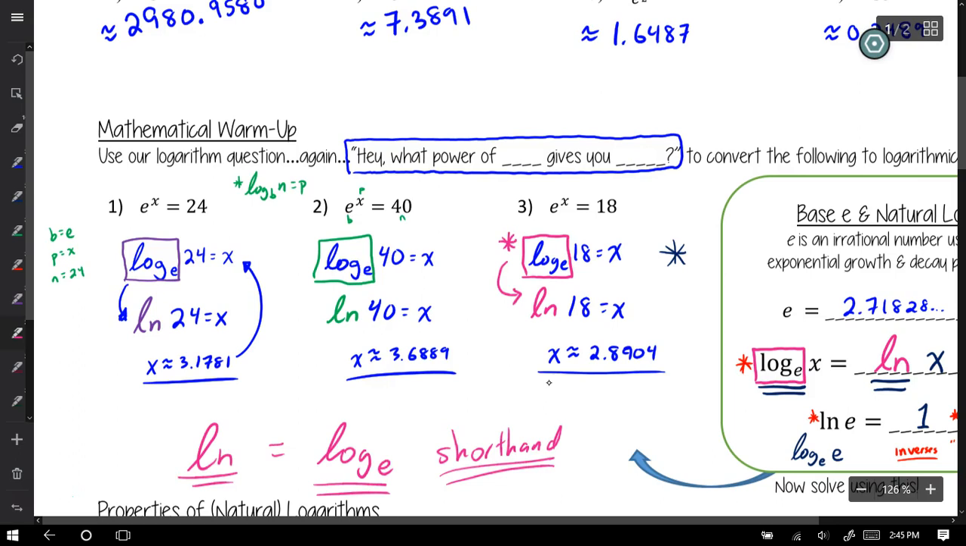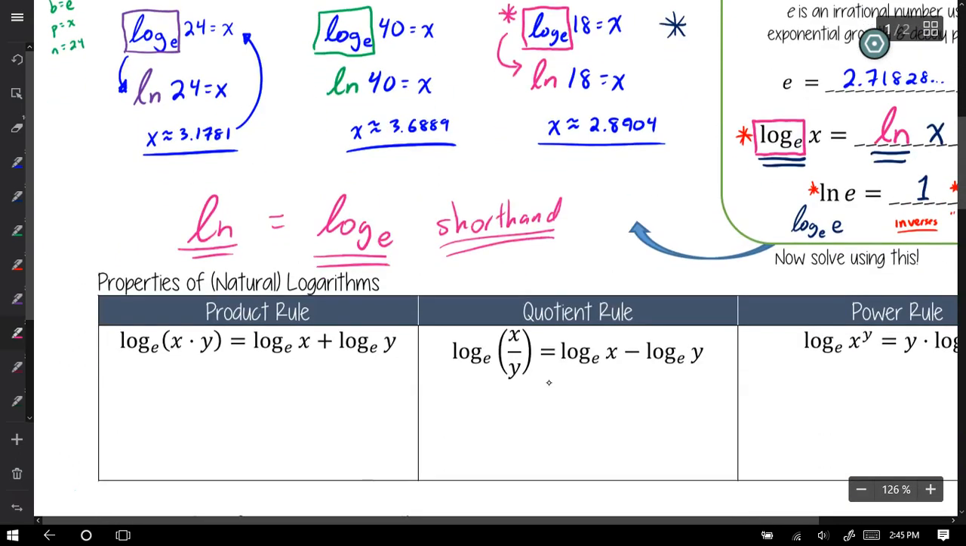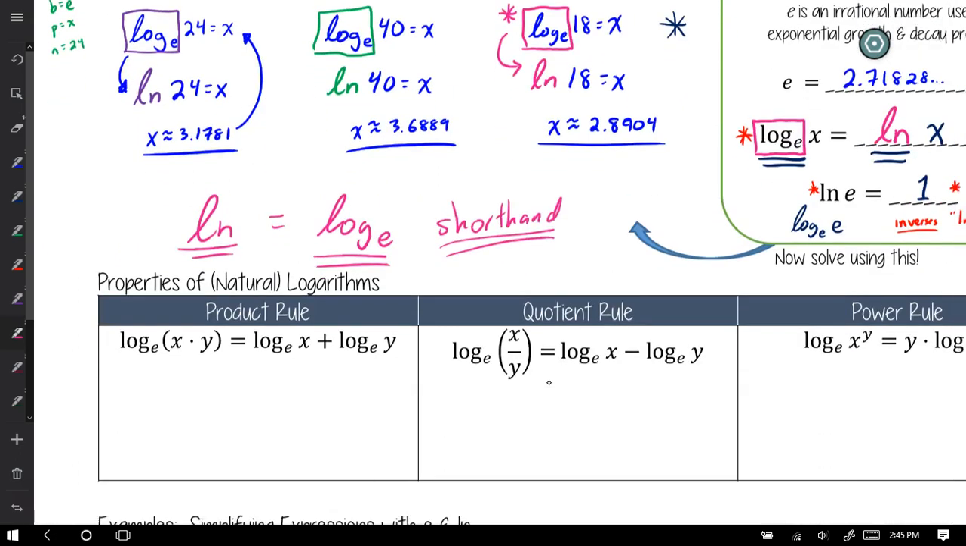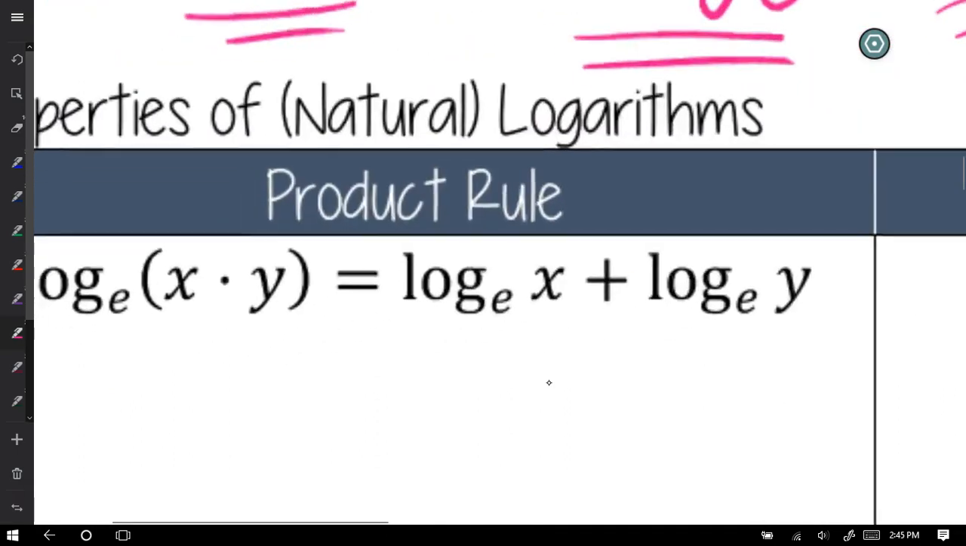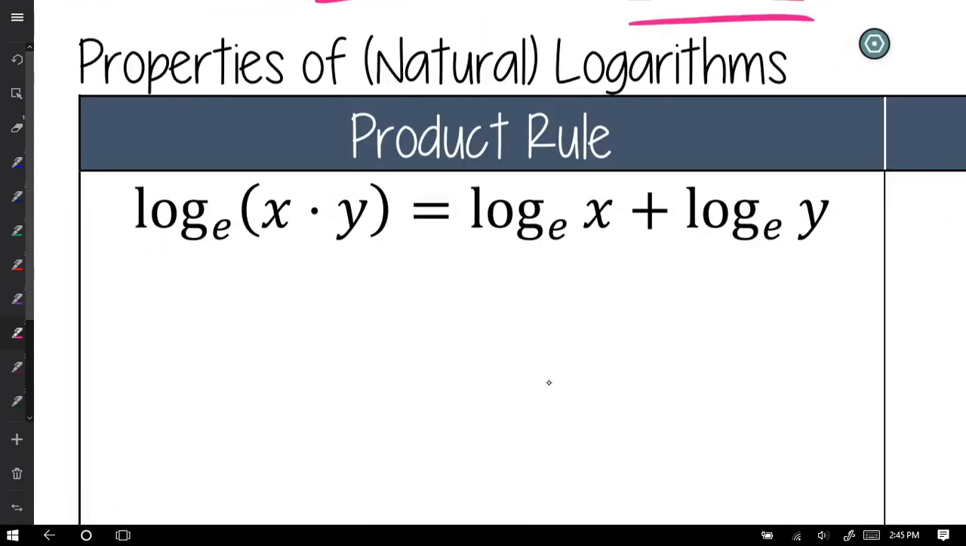Now, be lazy. All right, so some properties of logarithms. I'm sorry, properties of natural logarithms. But I didn't write natural logarithms down. Notice I wrote log base E.